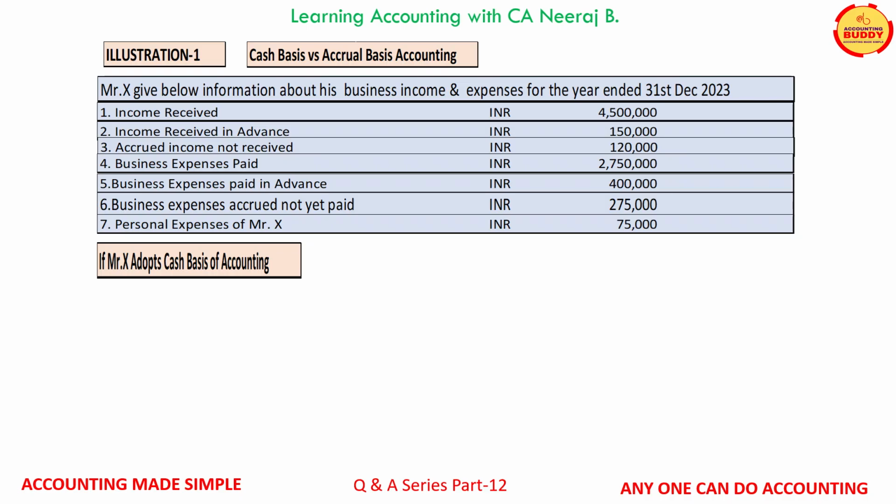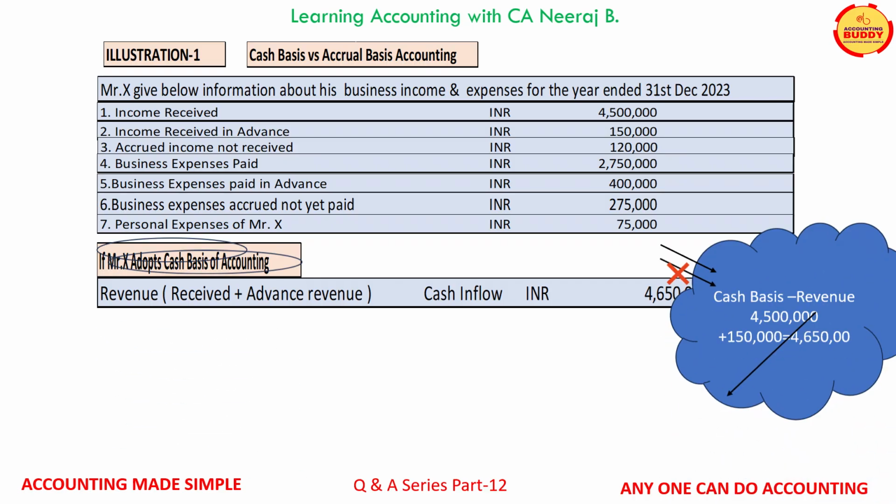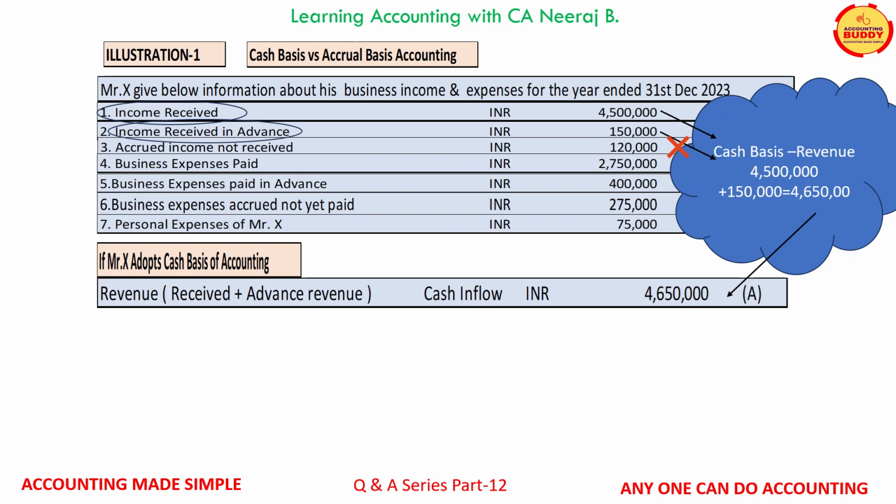An income of 4.65 million will be considered under cash basis of accounting, which comprises 4.5 million income received and 150,000 income received in advance. Please note that income accrued but not received, amounting to 120,000, will not be considered under cash basis of accounting.